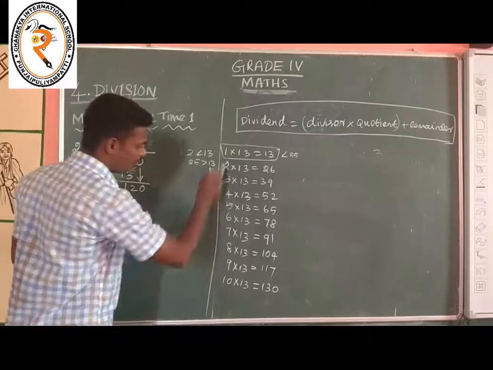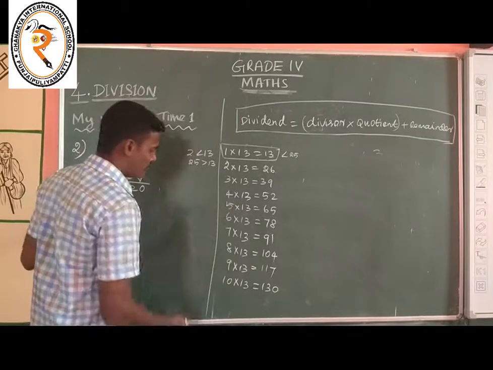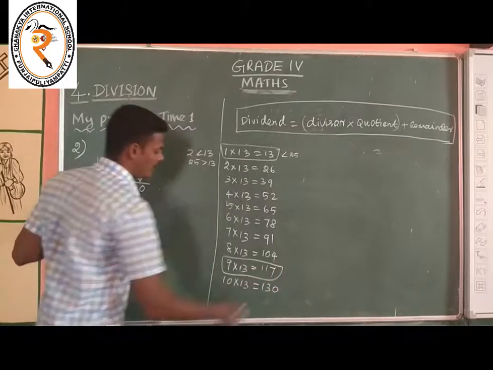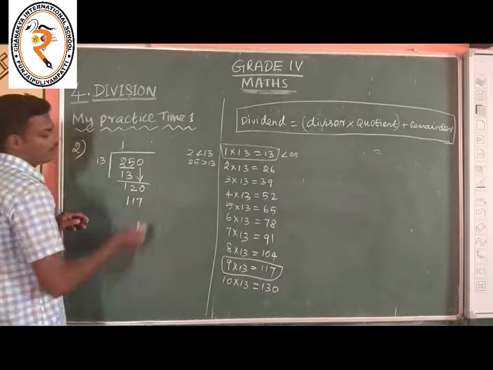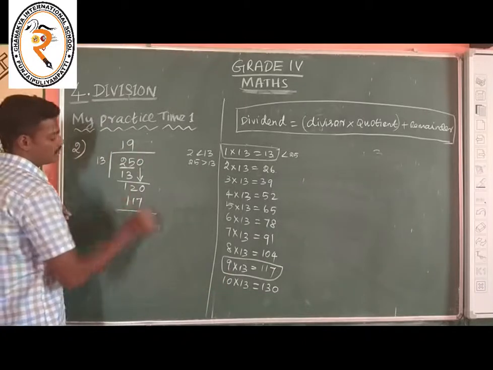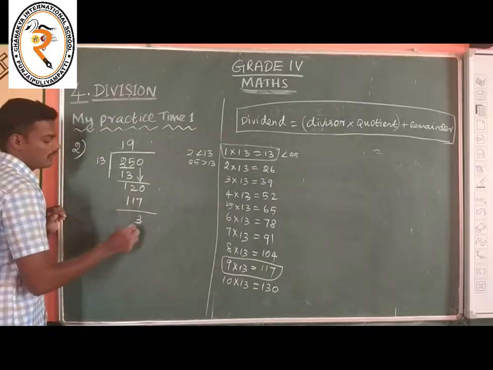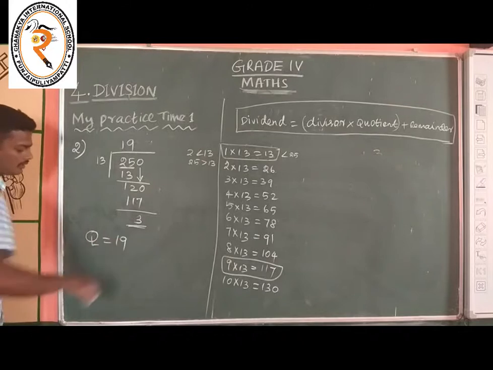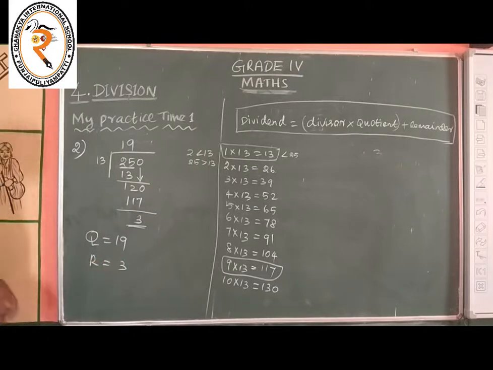120. Last lesser value of 120. In the 13th table, 120 is not here. So the last lesser value of 120 is 117. 117, how many times in the 13th table? 9 times. So subtracting 120 minus 117, remainder 3. Therefore the quotient value is equal to 19 and the remainder R is equal to 3.